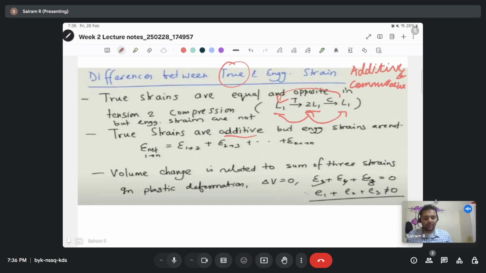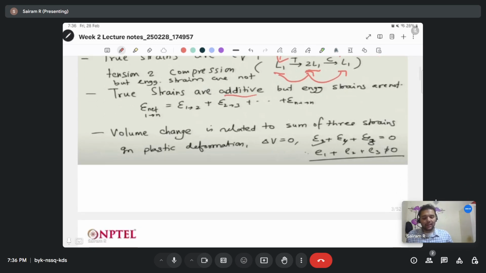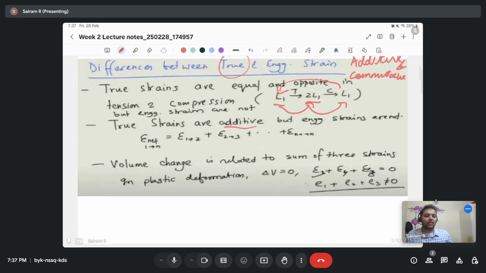If the compression is positive, the tensile will be negative. But we know that is not the case. It is always positive in tension and negative in compression, which is quite obvious from the formula, which is ln of LF by L naught. If the final length is smaller than the initial length, which is a value less than 1 in the case of a fraction, then ln of a fraction less than 1 is a negative number.